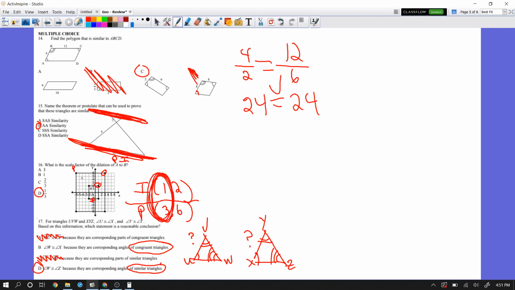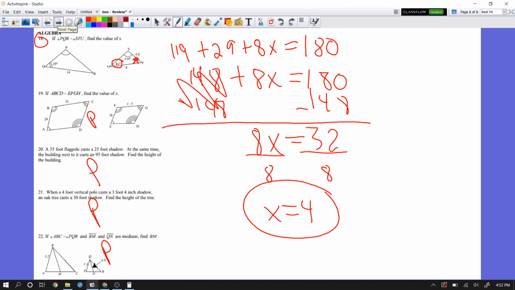Number 17, the only thing to watch out for is you're not comparing sides, so that's why I eliminated A and C. But the thing you have to watch out for is congruent and similar. You're not given any side measures. There's no proof that they are congruent, but there's proof that they're similar because the angles are congruent. For triangles to be congruent, they have to be the same size and shape. We have no proof of their size, only the shape. That's why they're similar.